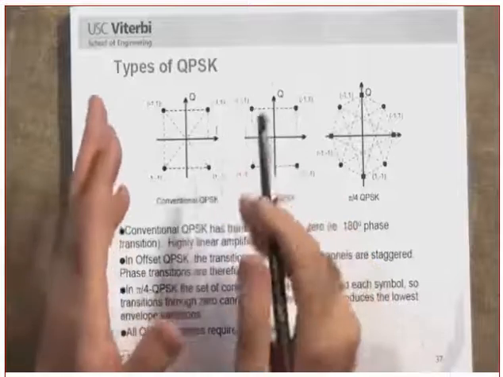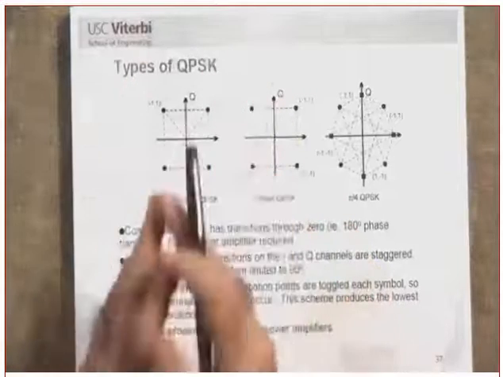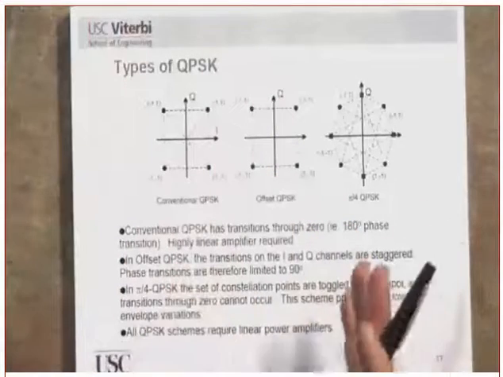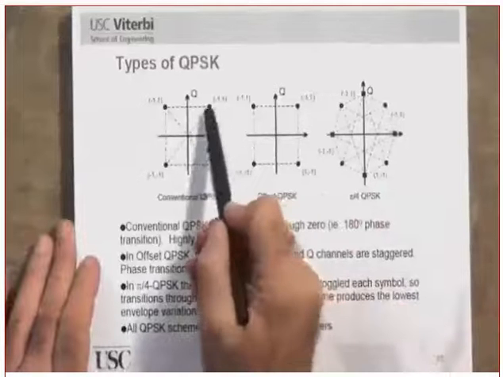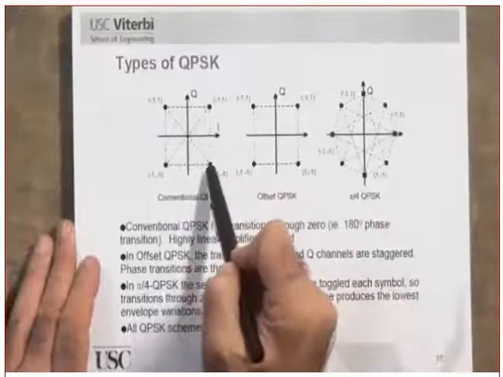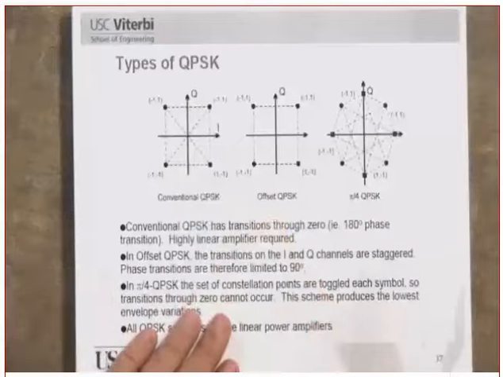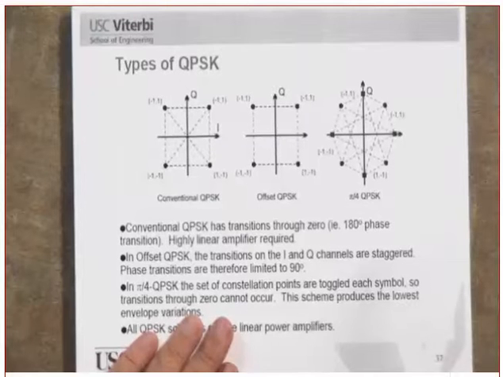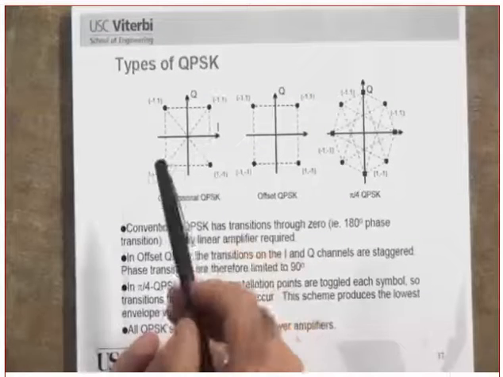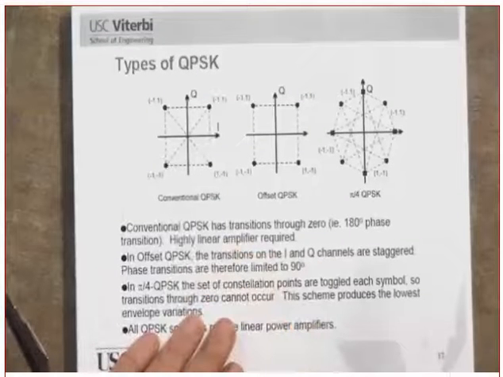270. By the way, keep in mind, rotating the axis does not affect the probability of error. The probability of error will be the same. Now, all the points are located on a circle. Why? Because the amplitude is constant. This is a modulation onto the phase.